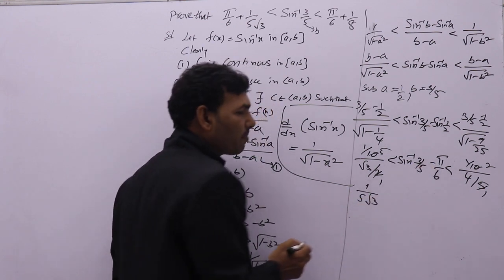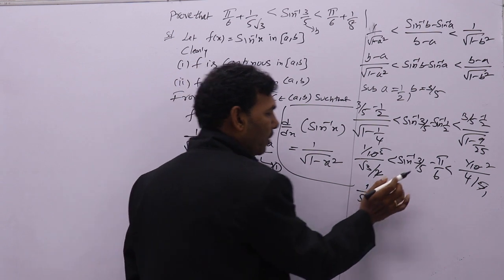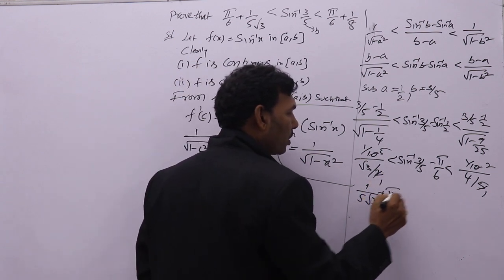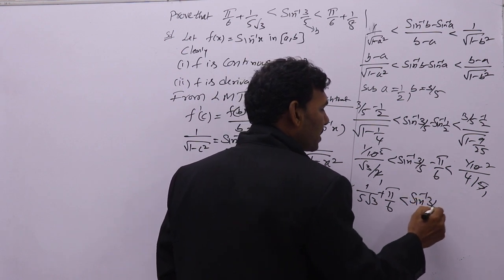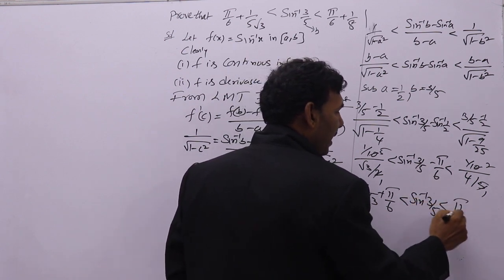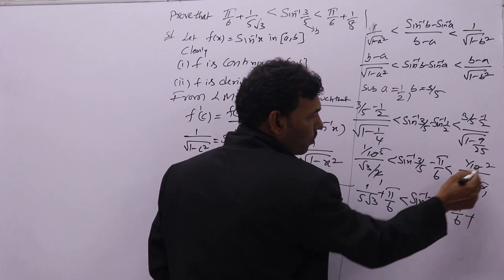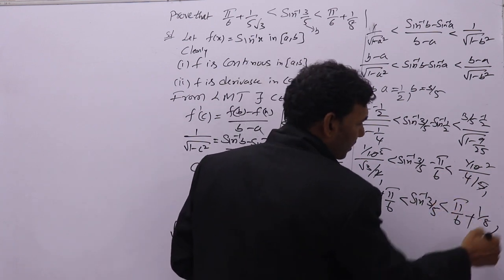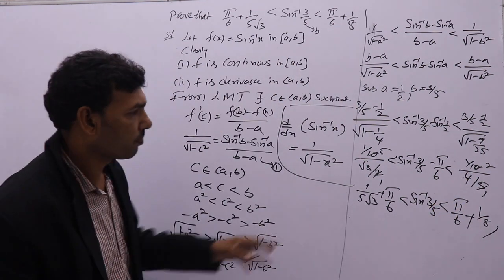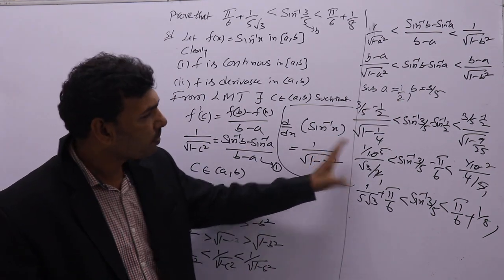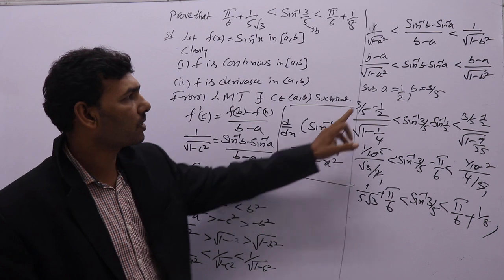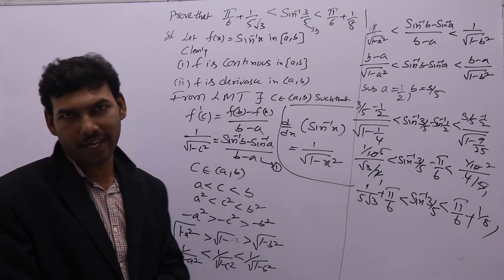And add this pi by 6 on both sides. If you add that pi by 6, you will get plus pi by 6 is less than sine inverse 3 by 5 is less than pi by 6 plus 2 4s are 8, 1 by 8. That's what we need to prove. Are you clear? By substituting the a and b values and simply simplifying, you will get that inequality. That a and b values, I said the technique of how to take. Clear?